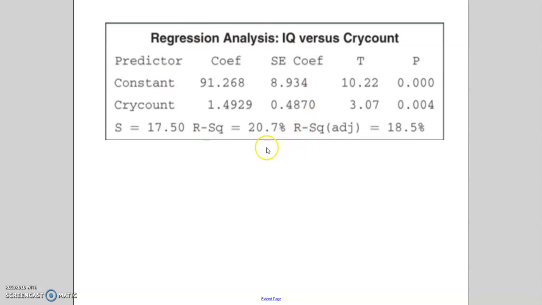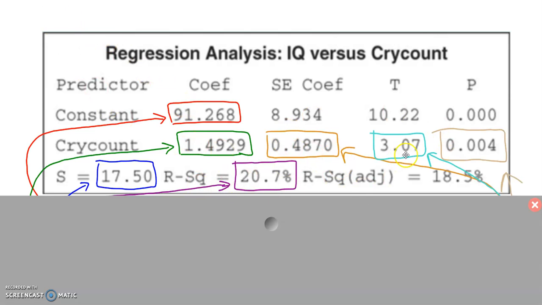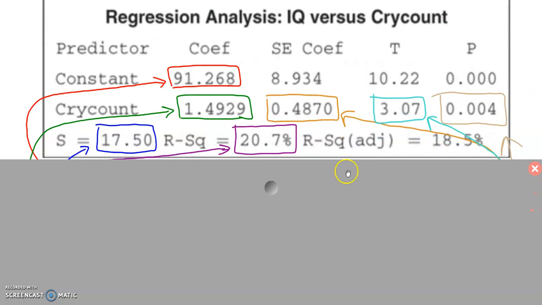So this is the output table for the data that was the IQ versus cry count. It was measuring how often a baby cried and compared it to their later IQ, and these were the results from a linear regression analysis. So what we're going to do is talk about which of these numbers you should know and be able to interpret. We're going to go one thing at a time here and take a look at each of these. So if you want to copy down this table, for each one of these numbers, we're going to describe what it means.